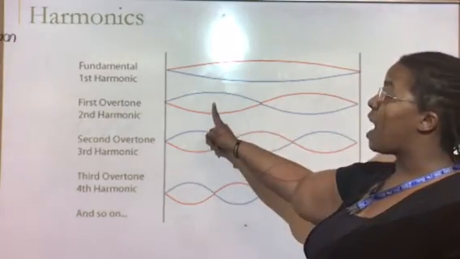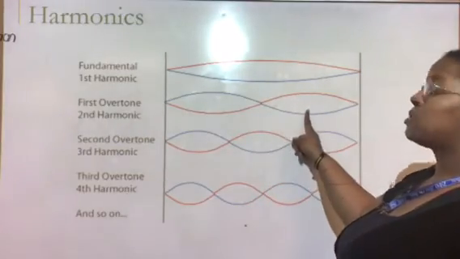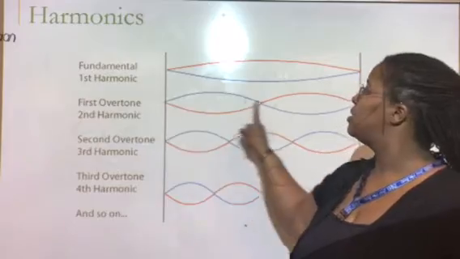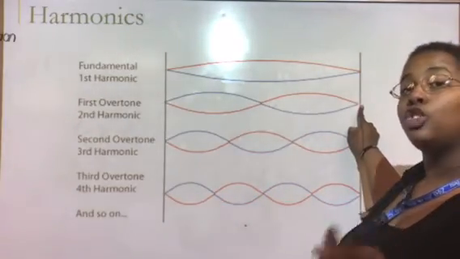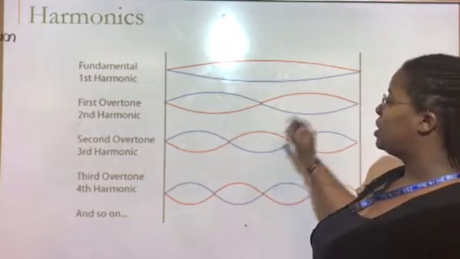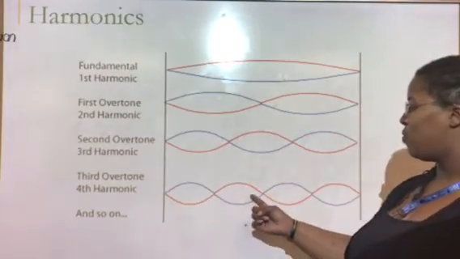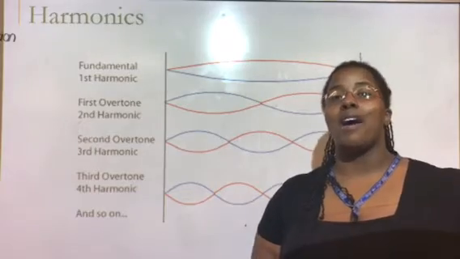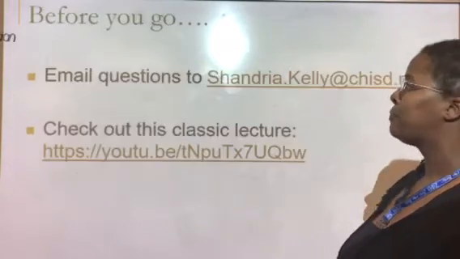Right here, we have how many antinodes? 1 bubble, 2 bubbles, 2 antinodes, and how many nodes? 1, 2, 3 nodes. There's no motion at the node. There is motion at the antinode. This is your third harmonic. This will be your fourth harmonic. So count the number of antinodes that you have, and that will be directly related to your harmonic.